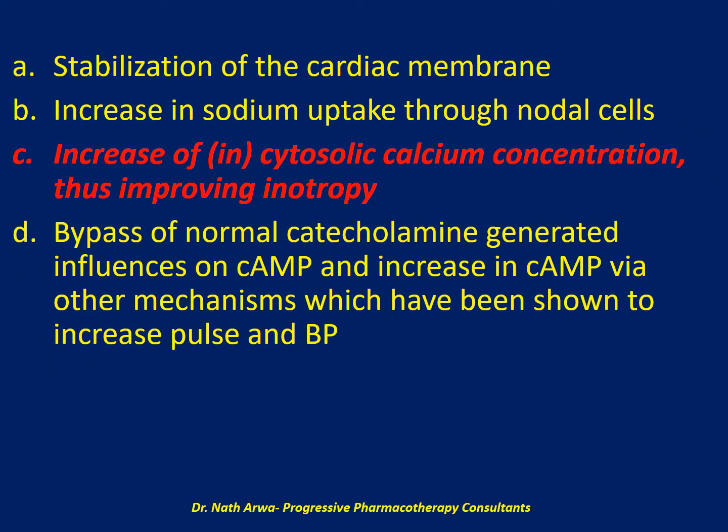There is an increase in cytosolic calcium concentration, thus improving inotropy. Now, lipid emulsion therapy may be of benefit in managing beta blocker toxicity. Glucagon may bypass normal catecholamine generated influences on cyclic AMP and increase cyclic AMP via other mechanisms which have been shown to increase pulse and blood pressure in beta blocker toxicity. So alternative D applies to glucagon, not to this particular modality.